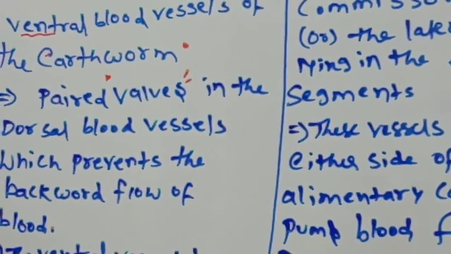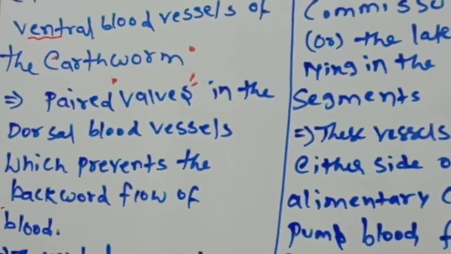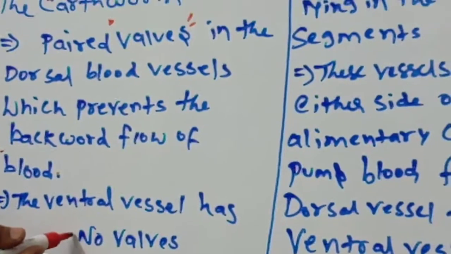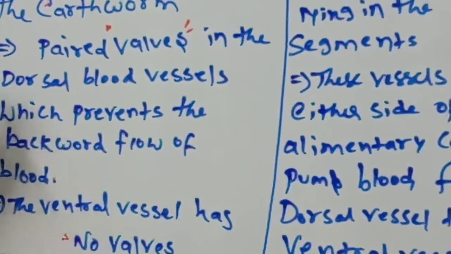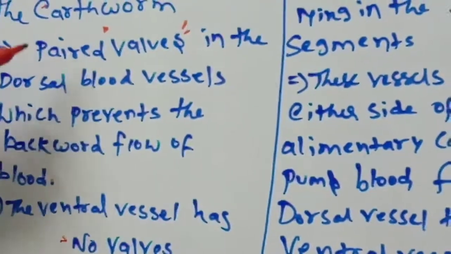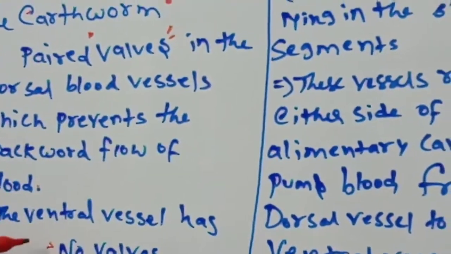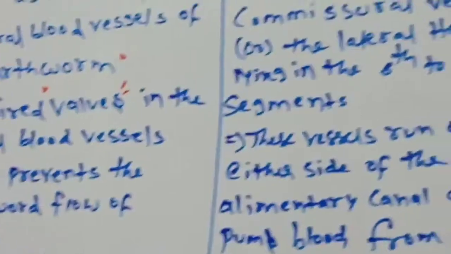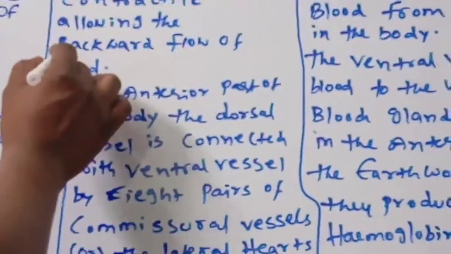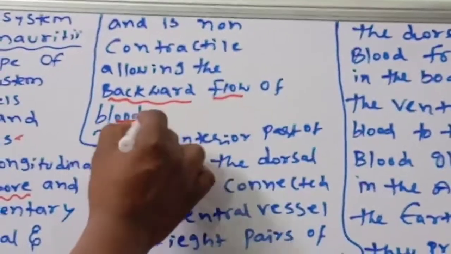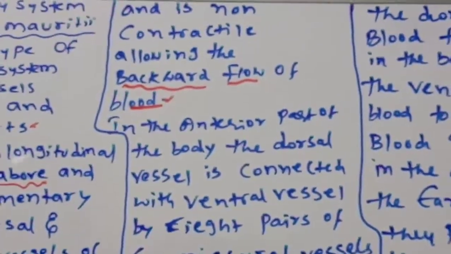Next, the ventral vessel. The ventral vessel has no valves. The ventral vessels don't have any valves. So backward flow is controlled only by the dorsal blood vessel, and there is no need of valves in the ventral blood vessel. It is non-contractile, and it allows the backward flow of the blood also.